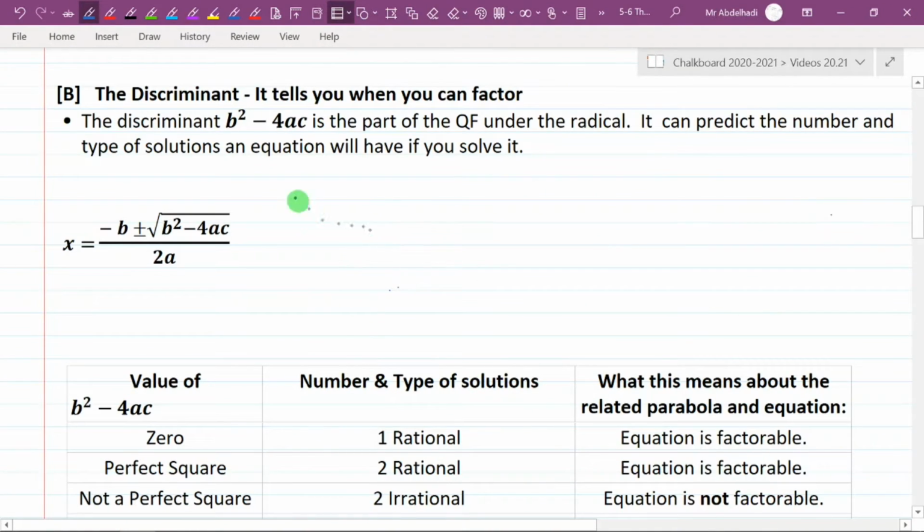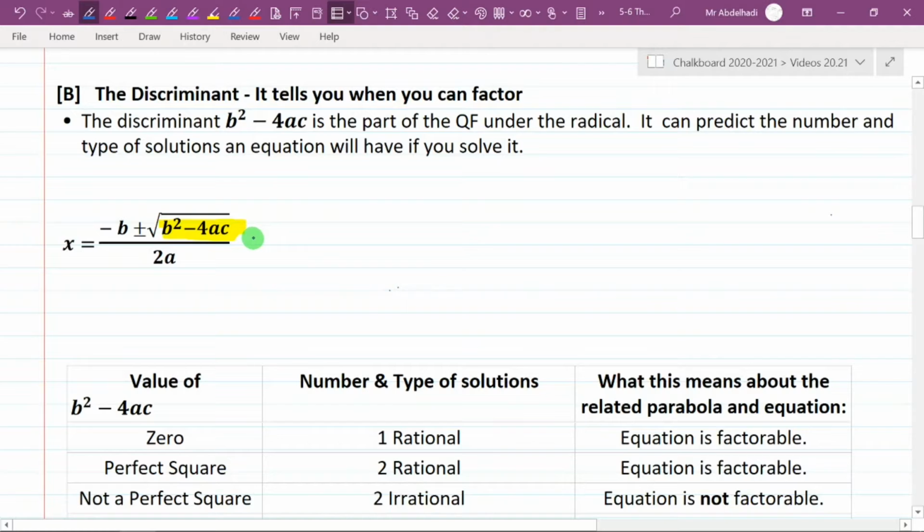Okay, now let's move on to something called the discriminant. Basically, the discriminant is the part of the quadratic formula that's sitting underneath the square root, this part right here. So this is the discriminant right here, all right? And what we do with this is actually really useful. If you know the value of this quantity right here, it'll tell you if the problem that you're trying to solve was factorable or not.